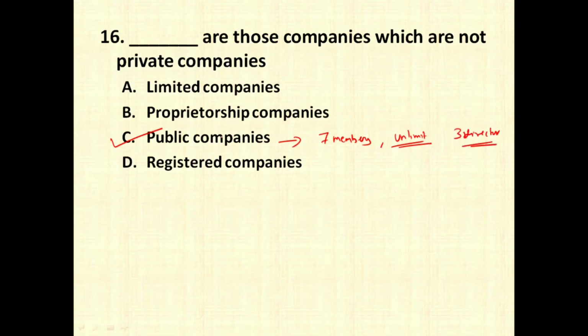When I talk about private company, in a private company minimum number of shareholders are 2, maximum it can be 200 members, and there should be minimum 2 directors in a private company.